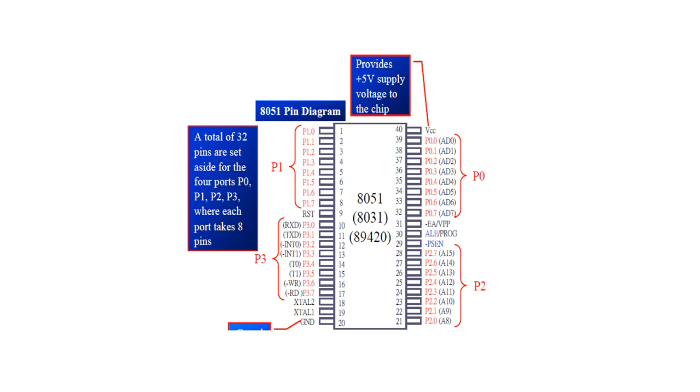Multiplex line means one pin is used for two purposes. Here let us say pin number 39. It is port 0.0 as well as AD0, that is address line 0. Similarly, this port 3.0 is the receiver, 3.1 is the transmitter. Okay, so this is the 8051 microcontroller.